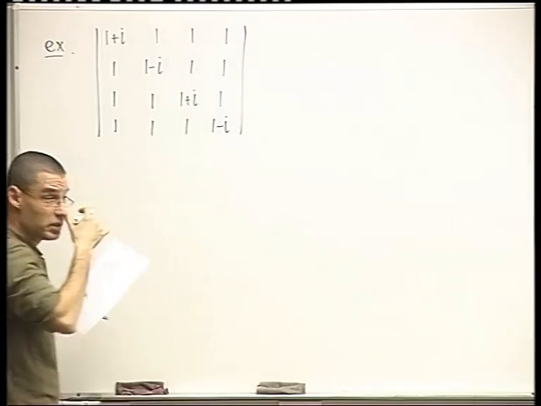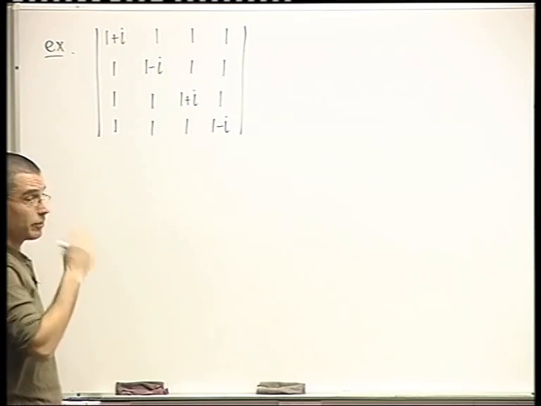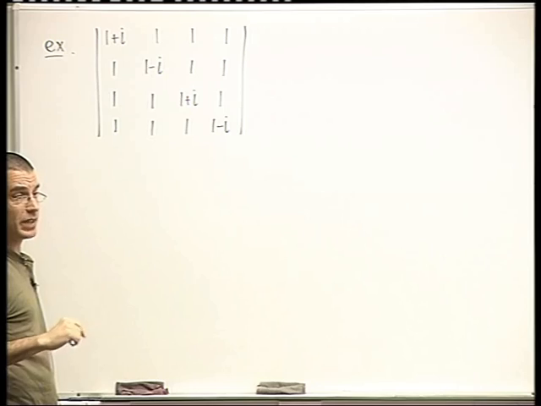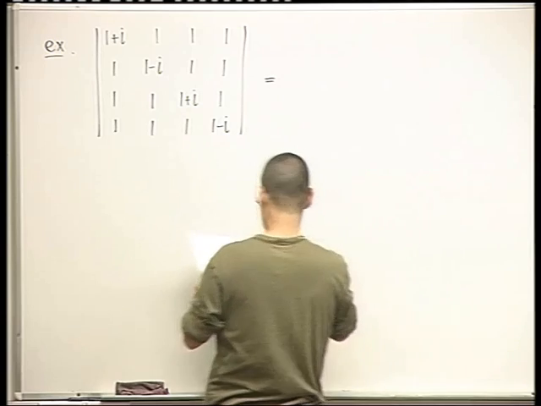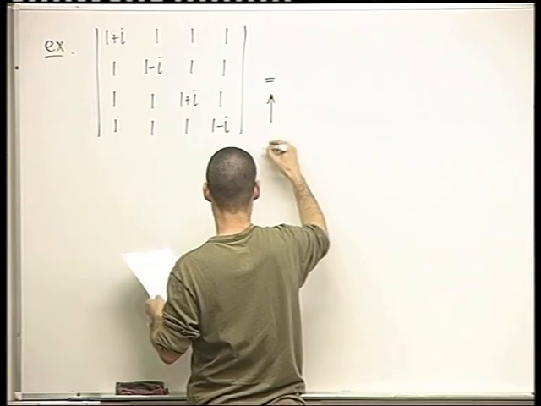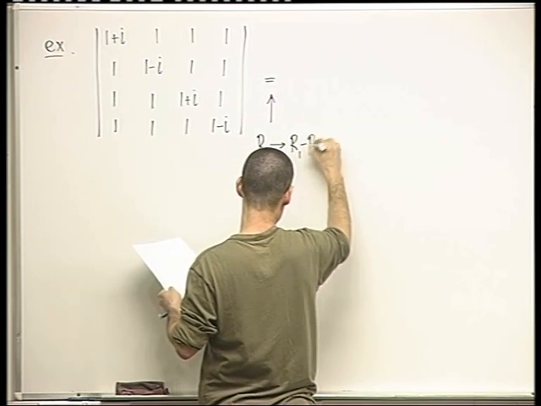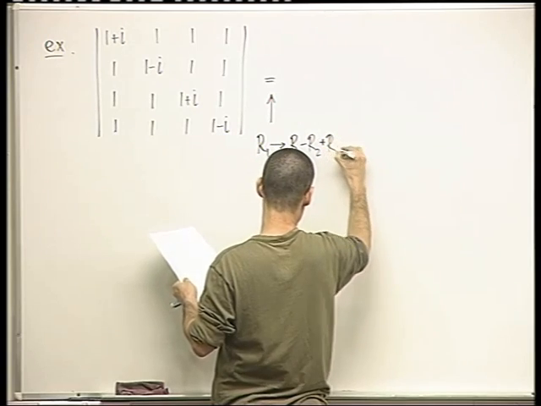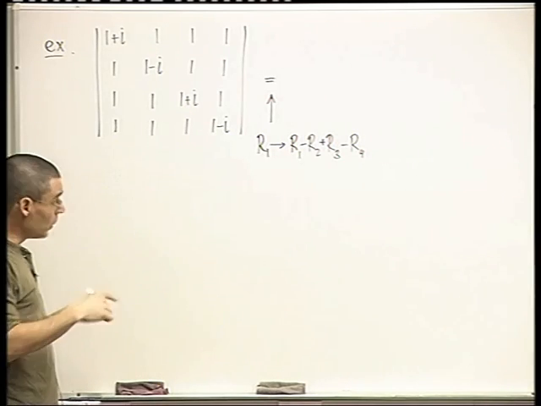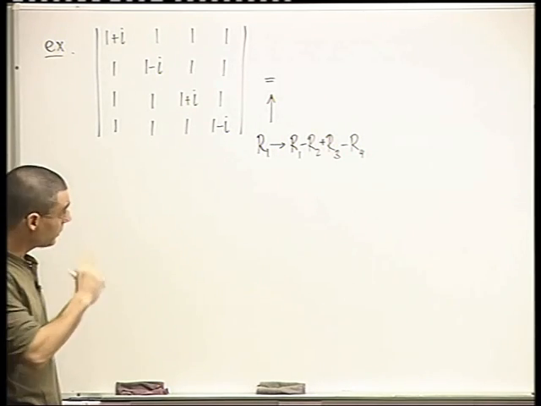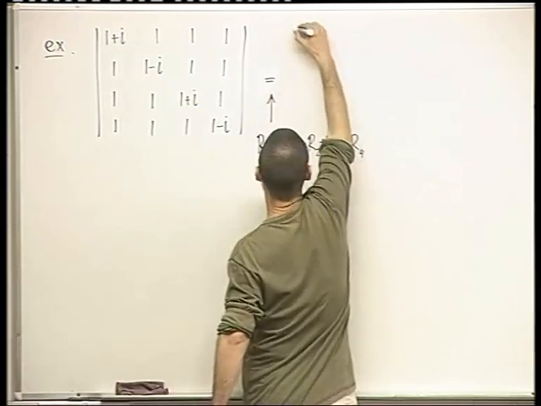So there are no zeros here. It wouldn't be that wise to just start evaluating because you'd have 4 3 by 3 minors and it would be a lot of calculations. But what we could do is take R1 and replace it by R1 minus R2 plus R3 minus R4. We know that adding multiples of other rows doesn't change the determinant. So this is an equal sign.